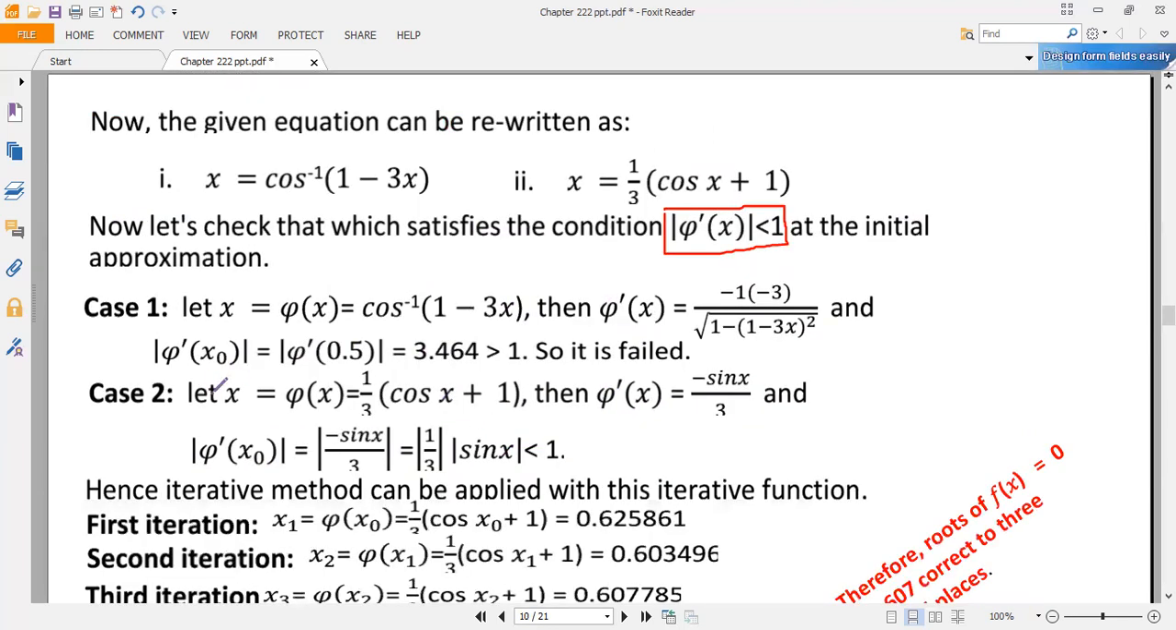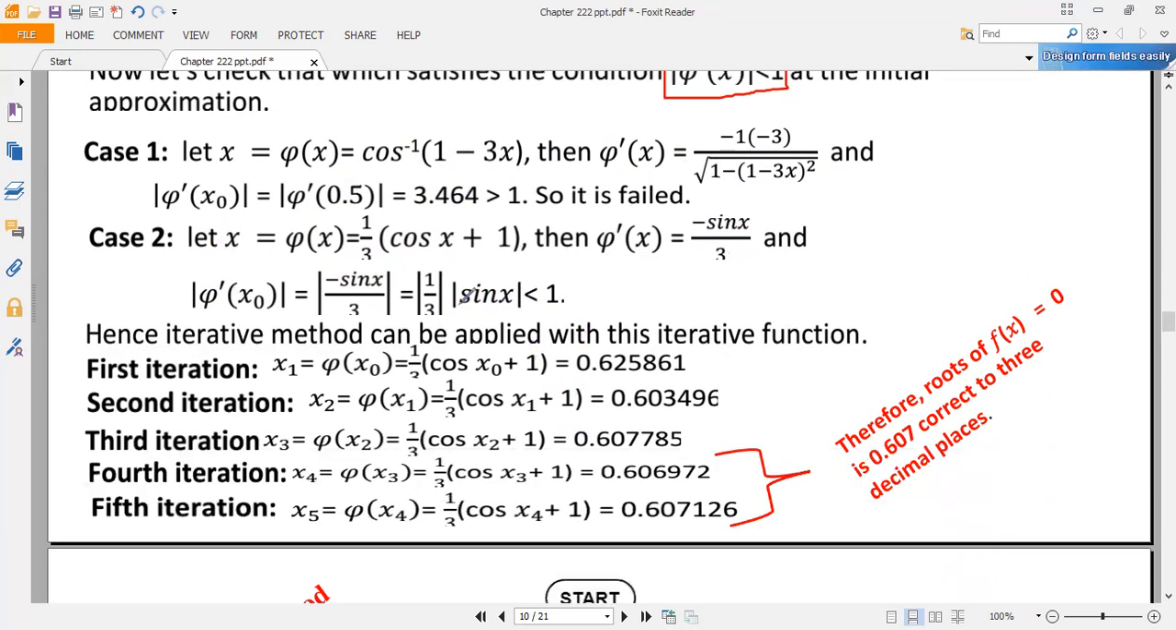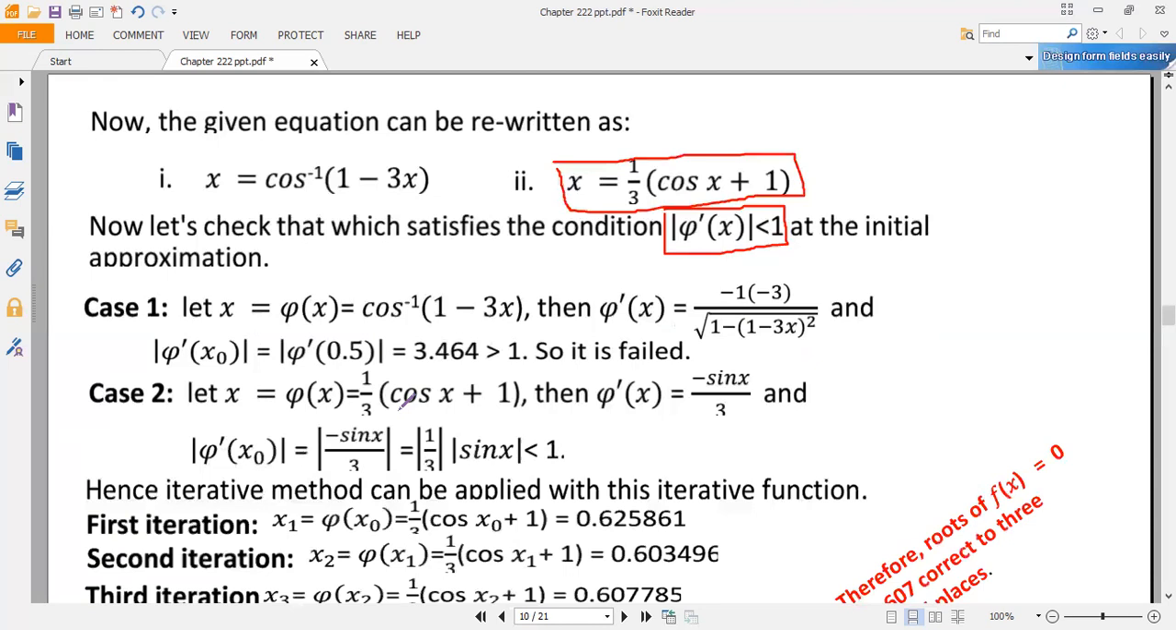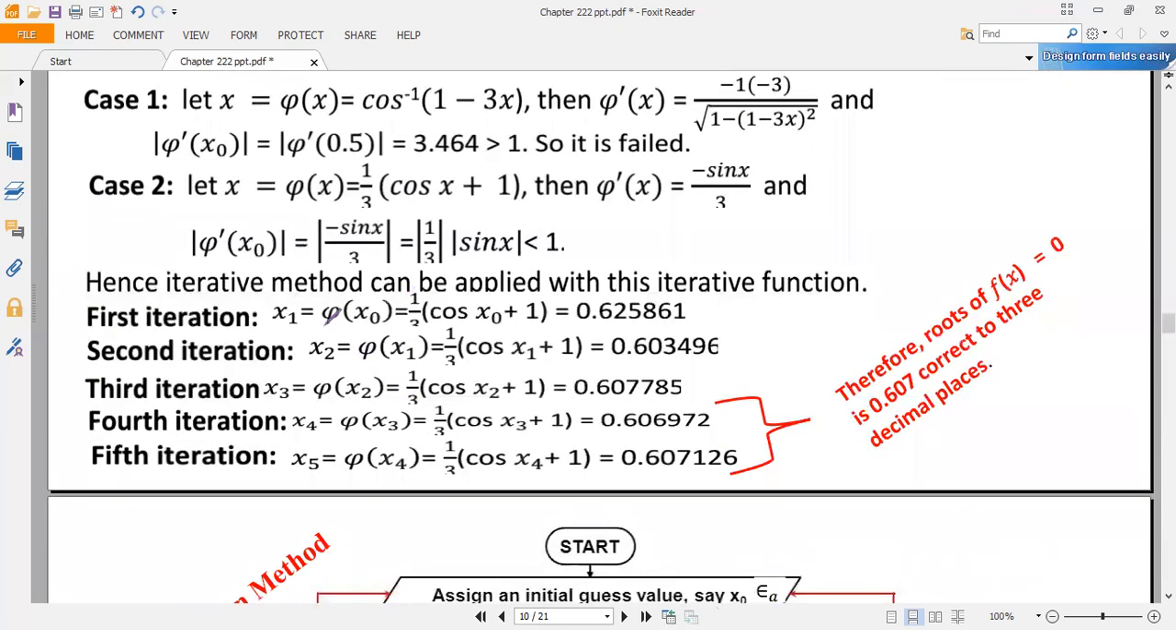In the second case, let x is equal to phi of x, equal to 1 over 3 times (cos x plus 1). Then phi derivative x is minus sine x over 3. The absolute value of phi derivative at x naught is the absolute value of minus sine x over 3. Clearly sine x always oscillates between minus 1 and 1, so the absolute value of 1 over 3 times sine x is less than 1. Hence we can take x is equal to 1 over 3 cos x plus 1 as an iterative function. So using the initial approximation x naught, we can find the successive approximations.